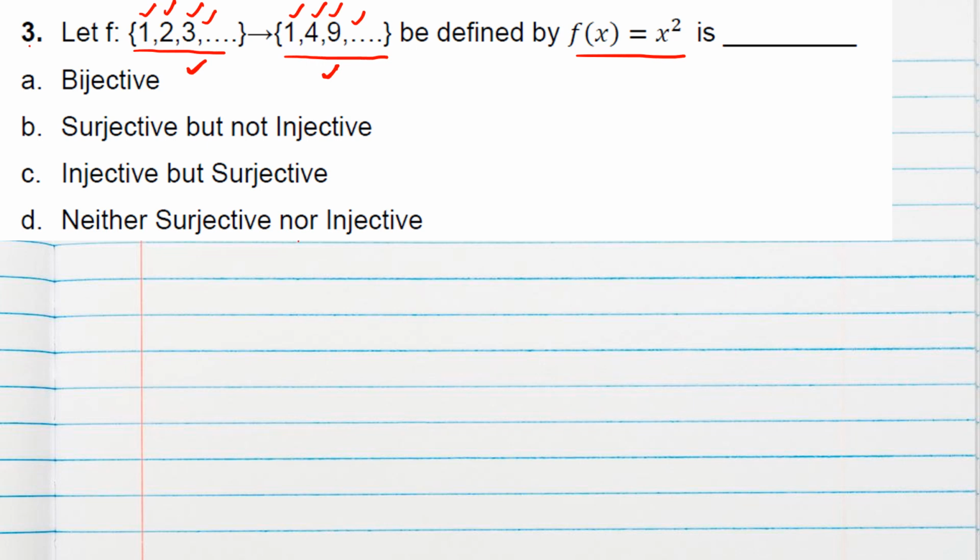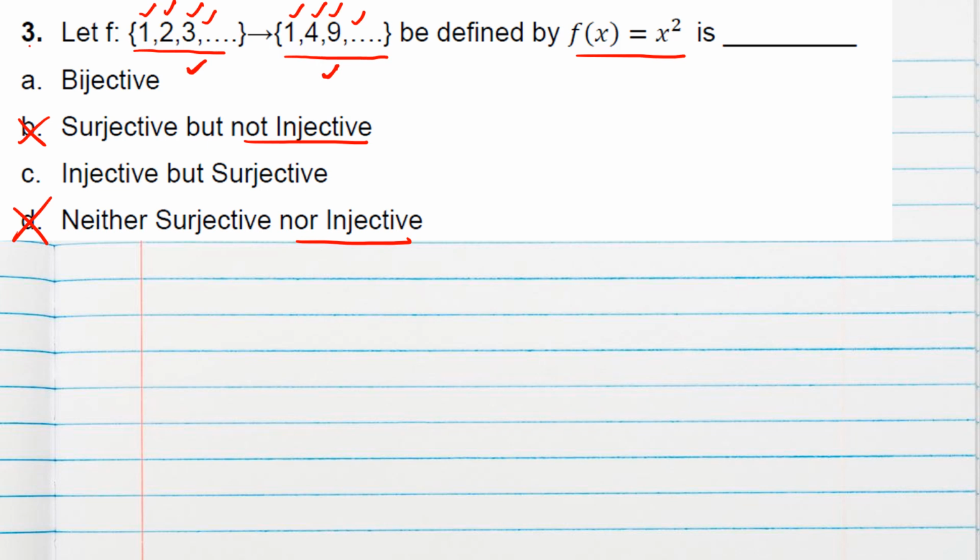So the two options, not injective, can't be our answer. And we will check for surjective. Okay, A and C are possible. If we get surjective also, we will go with option A. If we won't get surjective, we will go with option C.